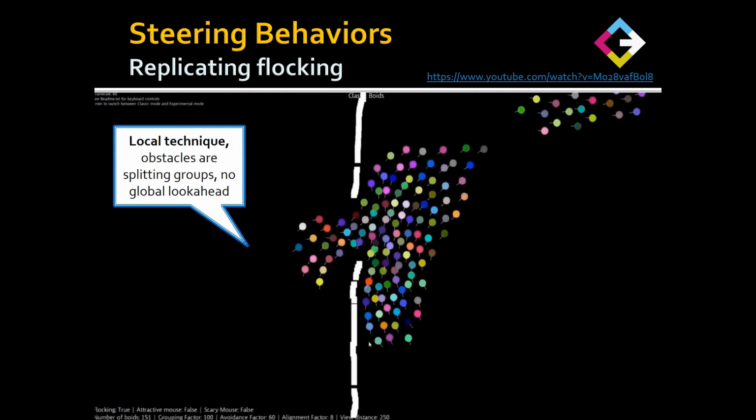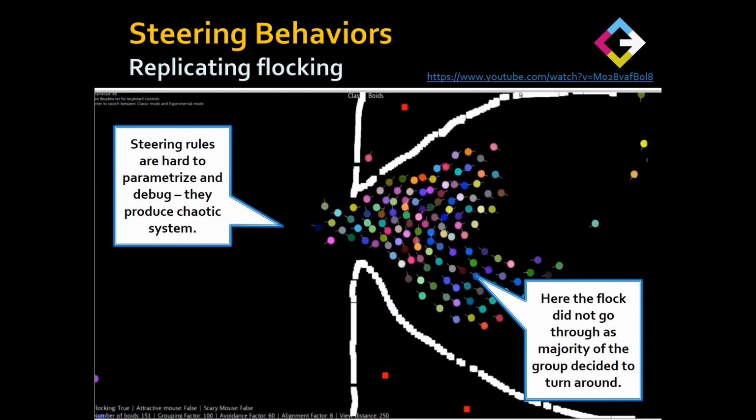However, it's easy to replicate the problems we have seen in games. As steering is a local technique, it can easily lead to splitting the group in two. Also, steering rules are hard to parameterize. What worked once might not work next time. As there are a lot of numbers crunched every frame, the system is quite chaotic and hard to debug. It's a lot about tweaking and testing.